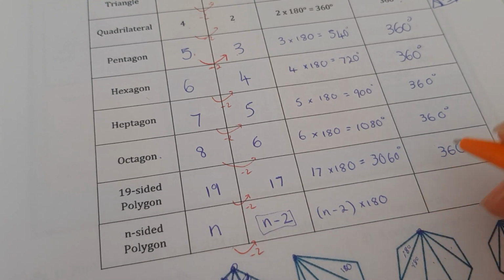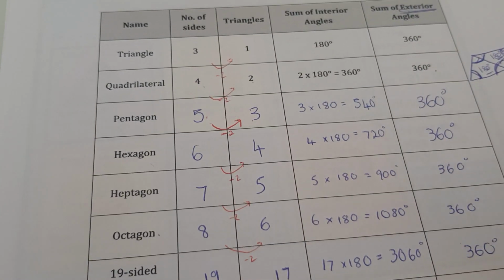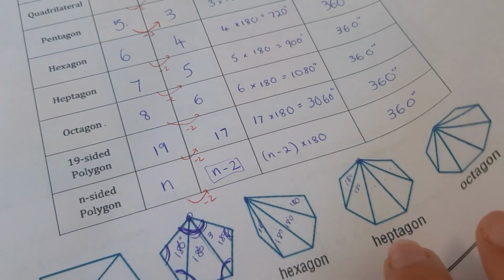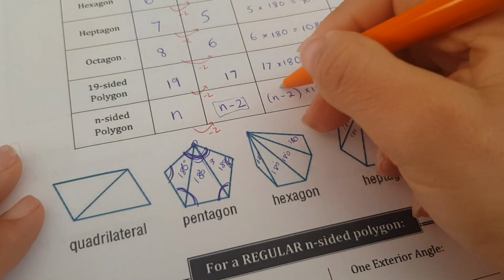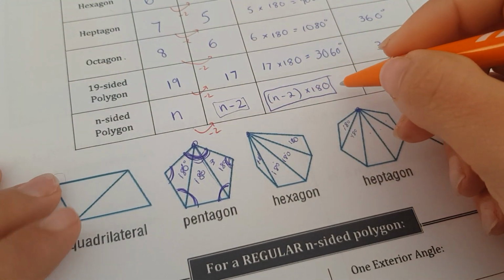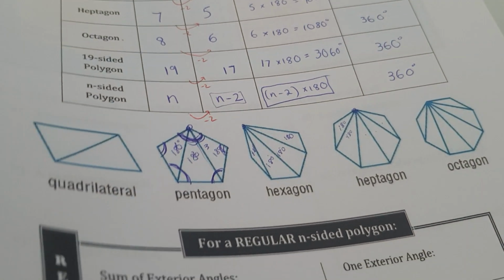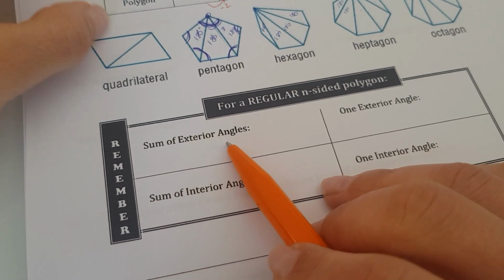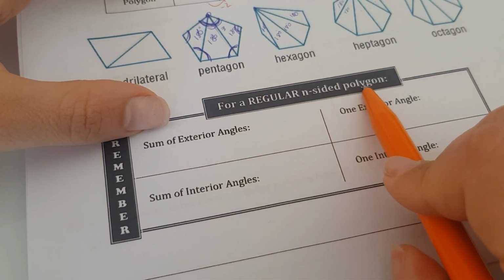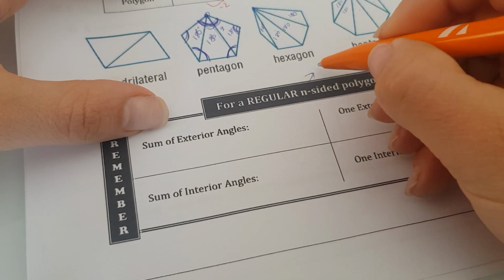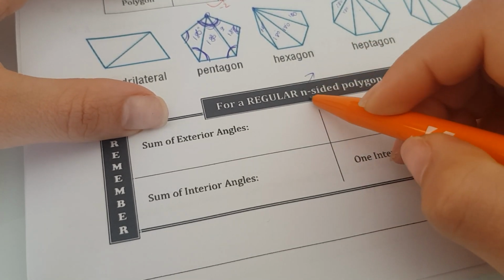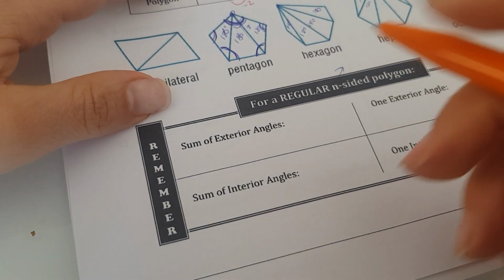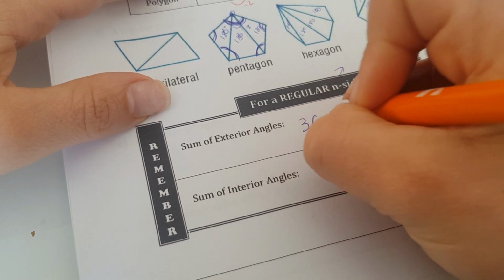But we don't know n. And the sum of exterior is always, for any shape, 360 degrees for any polygon. And this is a formula. You either have to remember or else remember how we worked them out, how we obtained it. The sum of exterior angles, for any regular n-sided polygon, n-sided means any amount of sides. If it's 25, if it's 4-sided, if it's 7-sided, whatever, sum of exterior is always 360 degrees.